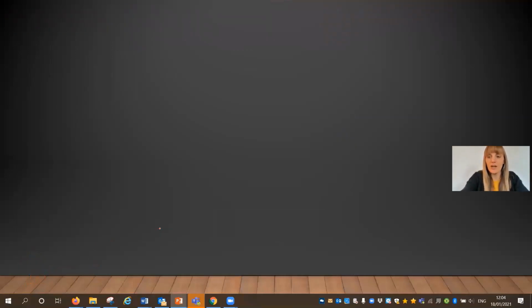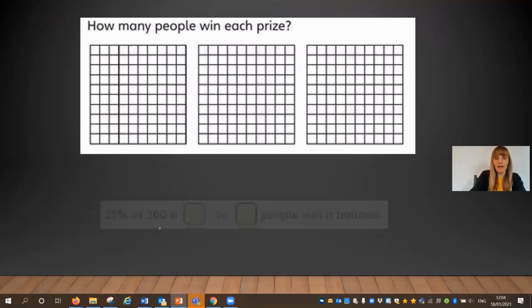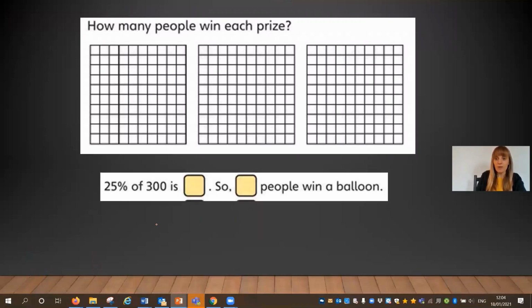All right, on our next question, we're now looking at how many people won a balloon. Now we're looking at 25% this time. We know that 25% is the same as 1/4, or 25 out of 100, isn't it? We could shade in 1/4 of each square of 100. That would give us an accurate number, and it would help us decide what 1/4 of 300 is, because this shows 25.